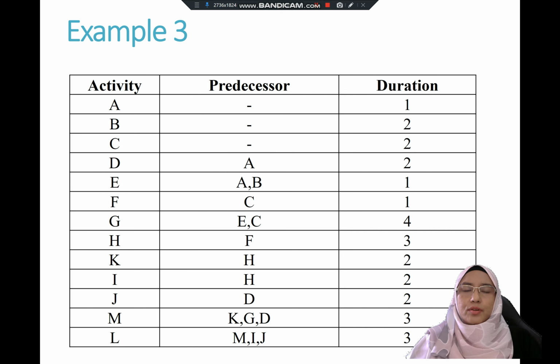So now that you know what is early start, earliest finish, late start, late finish, free float, total float, and the critical path, you can do example 3 as a challenge for you. Example 3 is quite challenging, where you need to introduce a dummy to make the network diagram make more sense and be more logical.